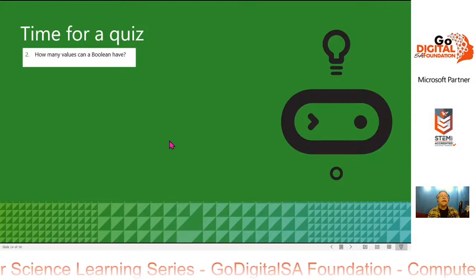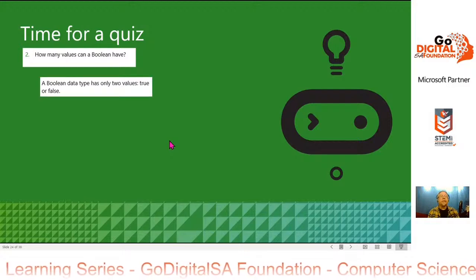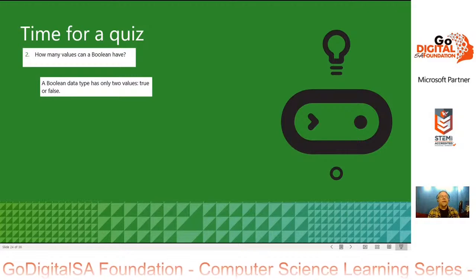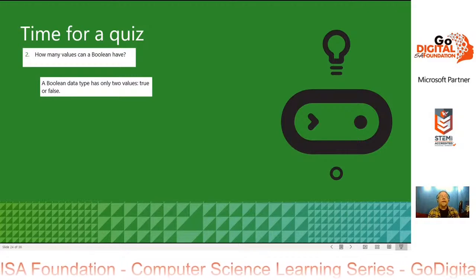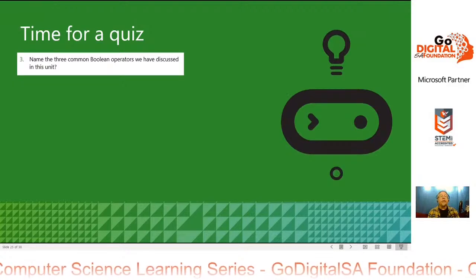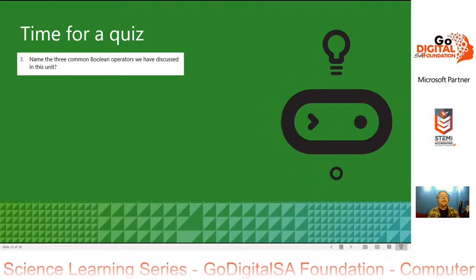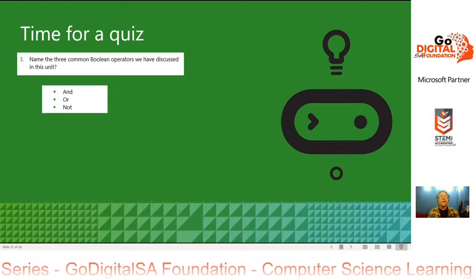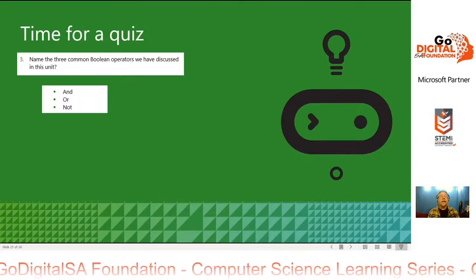Okay, how many values can a Boolean have? Of course, a Boolean data type has only two values, true or false, which we sometimes call 0 and 1, or yes and no. Name the three common Boolean operators we've discussed in this unit. Okay, we've got and, or, and not. But there are others that aren't all that common.